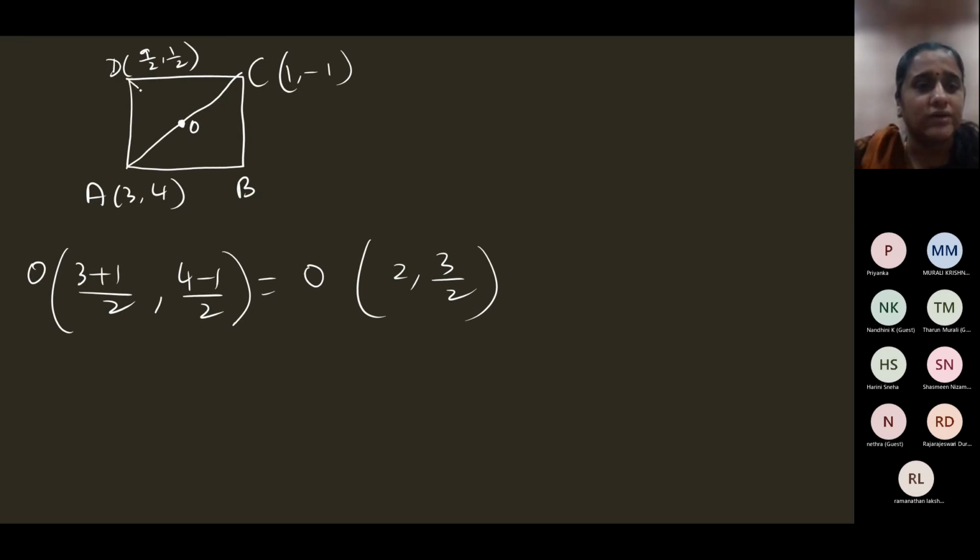Now we know that the same O is also the midpoint of BD. O is the midpoint of AC. O is also the midpoint of BD. That is what we mean by diagonals bisect each other. Now we'll use that.